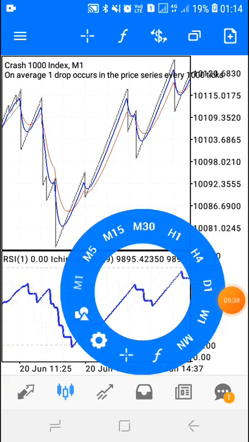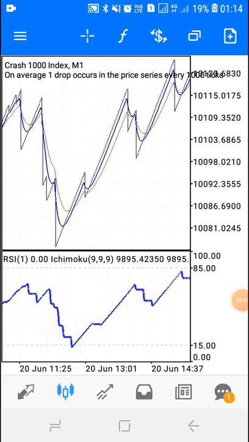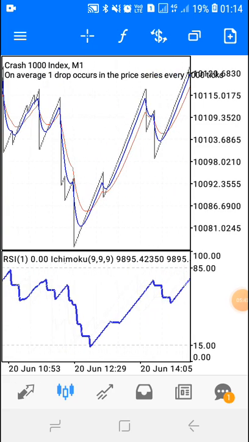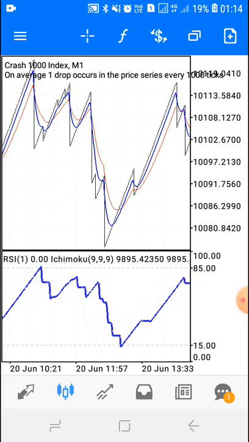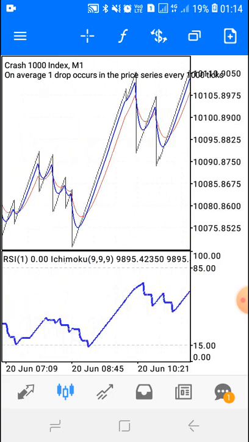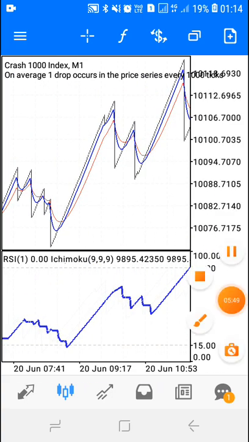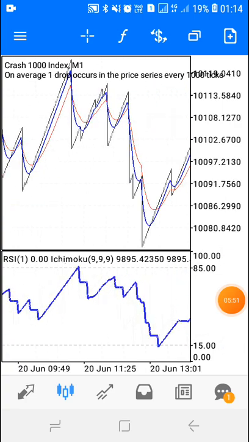So if it moves like that, it moves below the 15 RSI, it's cool, okay, it's fine. But when it moves like this, you do not take trades. I repeat, do not take trades. But check this out.